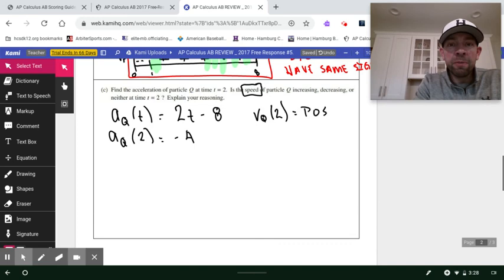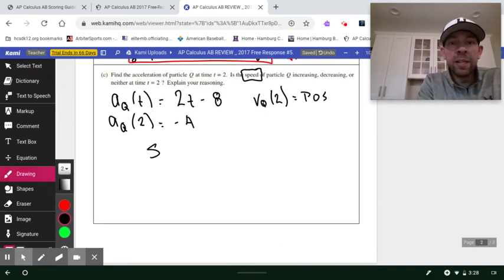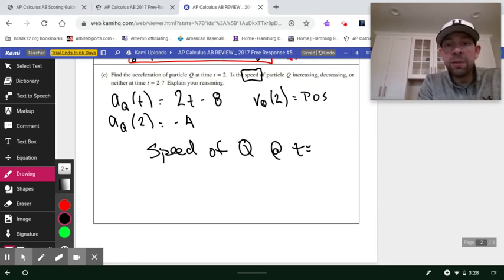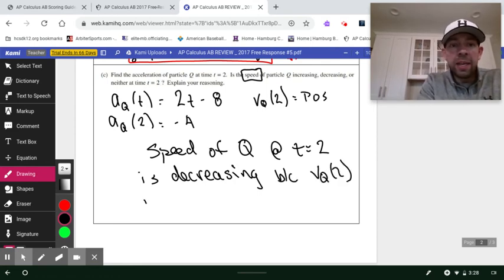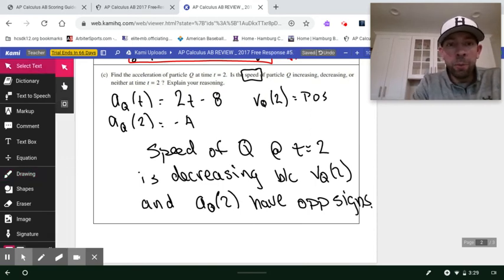So now you'll notice velocity is positive at 2, acceleration is negative at 2, and I'm going to conclude that the speed of Q at t equals 2 is decreasing. In other words, the particle is slowing down, because V and A have opposite signs. Cool beans. One's positive, one's negative. Are we cruising or what, huh?